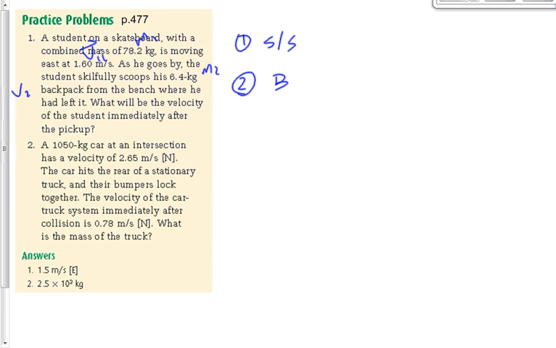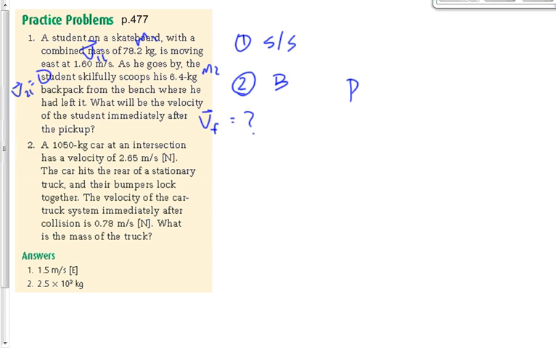What's V2I? How fast is that backpack moving? Backpack is object number 2, right? How fast is that backpack moving before the collision has taken place, or before he's picked up the backpack? Kristen? 0. It's at rest, right? It's at rest. We're going to find the velocity of the student and the backpack immediately after the pickup.